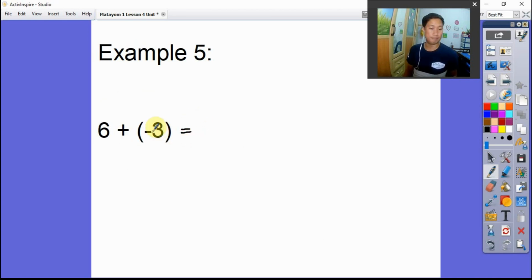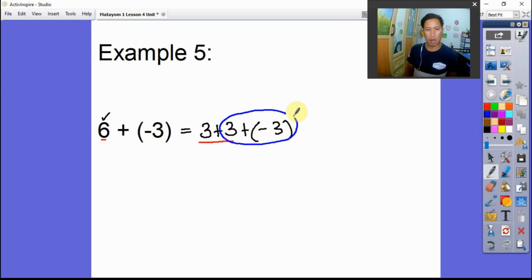Okay, now let's have this example. 6 and 3. Which is the larger number? So 6 is the larger number. Now we need to change 6 into the opposite of negative 3. So 3 plus 3 plus negative 3. We change 6 into 3 plus 3. We copy plus and negative 3. Now these two here are opposites. So when we add them, we will have 0. So this will become 0. So we have 3 plus 0. 3 plus 0 is equal to 3.